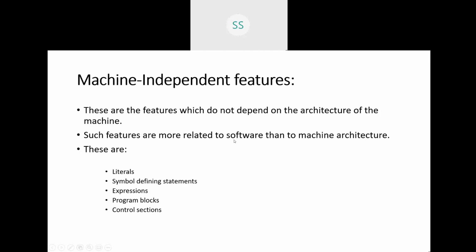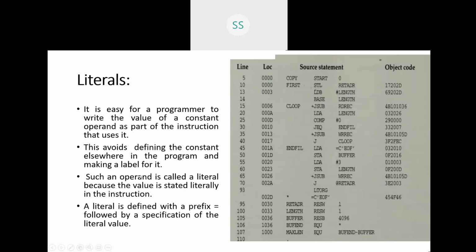So which are these features? Okay, which are some of the features which is more related to the software than to the machine architecture. So which of these are the features? We have around 5 of them. As you can see, we have literals, symbol defining statements, expressions, program blocks, and control sections. So this is what we have to study in our module 3 basically. So first we are going to go with the literals.